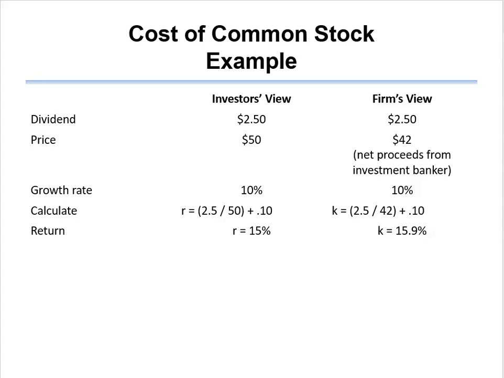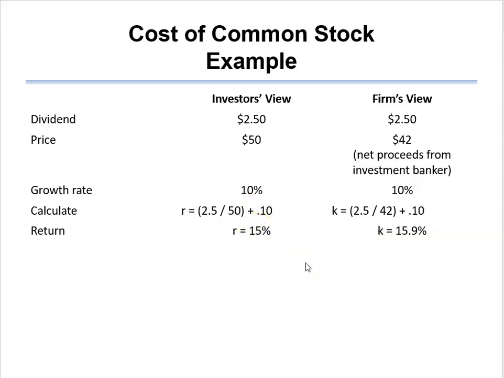So let's take a look at an example. Here for common stock, we've got an investor's view. It pays $2.50 a dividend, has a price of $50, growth rate of 10%. So we can use the capital asset pricing model to see what the owners want. Owners want an expected rate of return of the dividend yield plus the growth rate, 15%.